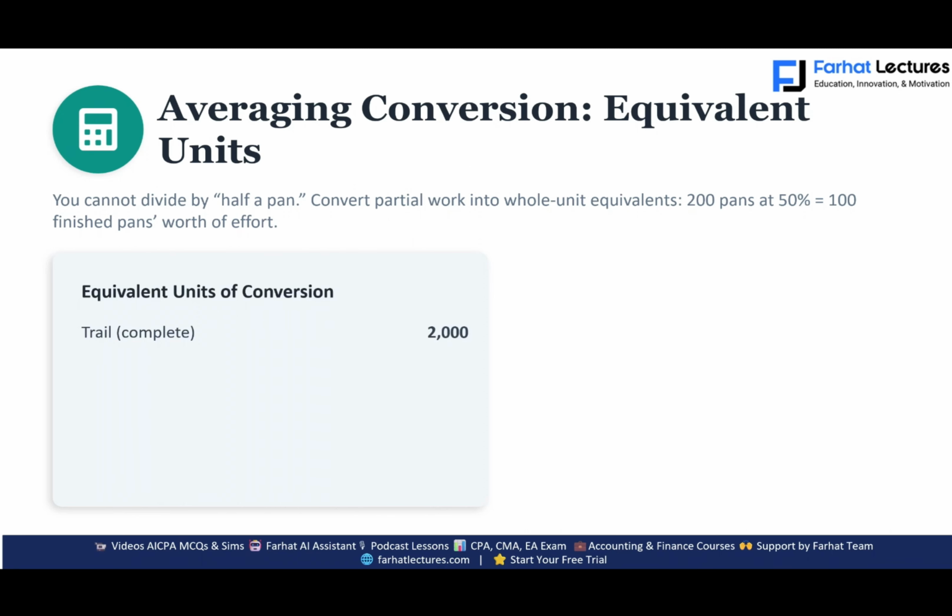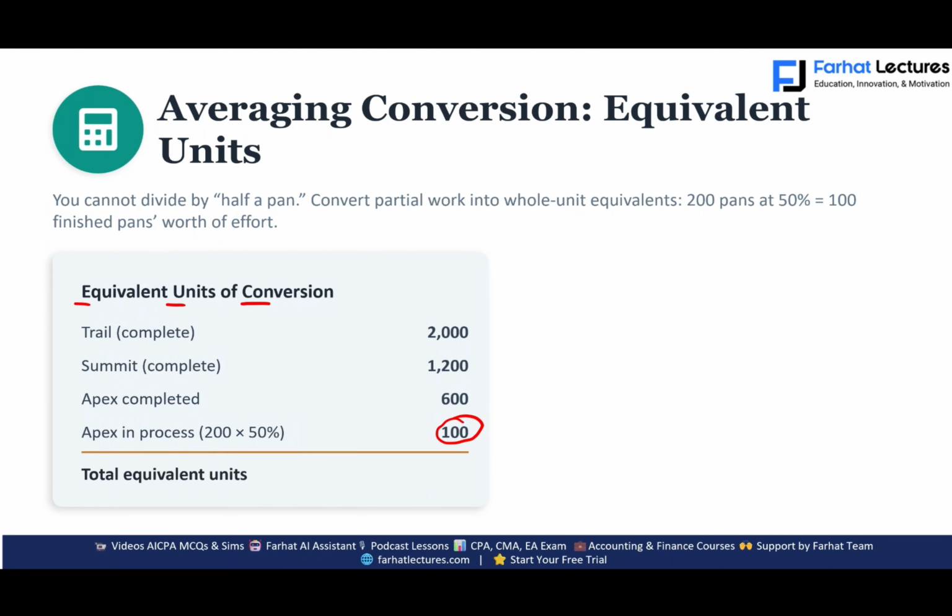First, we have the 2000 Trail 100% completed and transferred out. The Summit completed and transferred out. The Apex, we have 600 completed and transferred out, and 200 50% completed. It means the equivalent unit of conversion, EUC, is 100. Be careful. So as far as total equivalent unit as per conversion is 3,900.